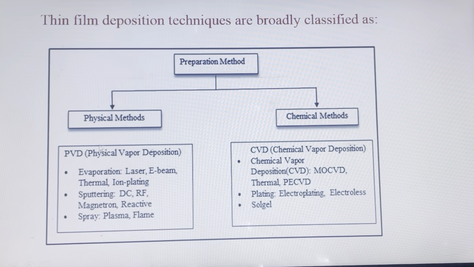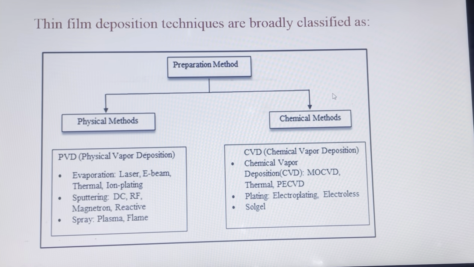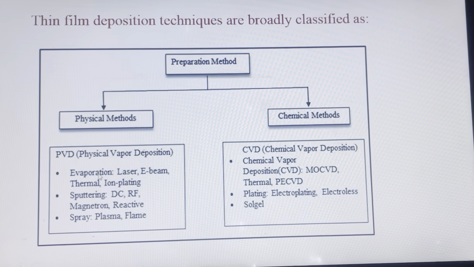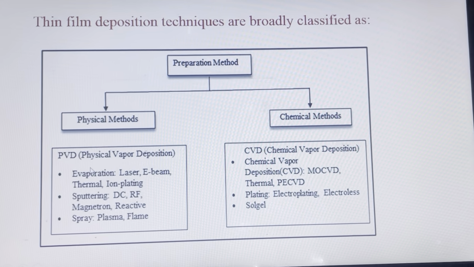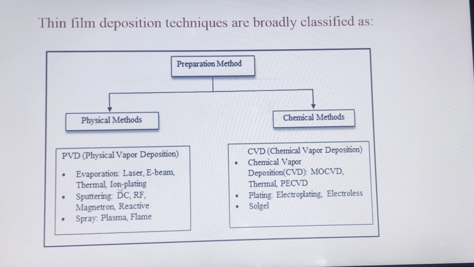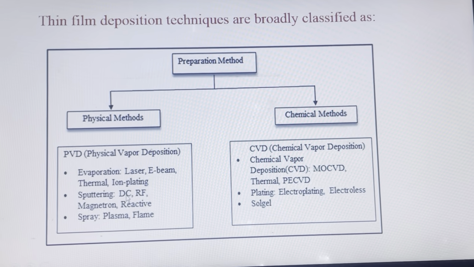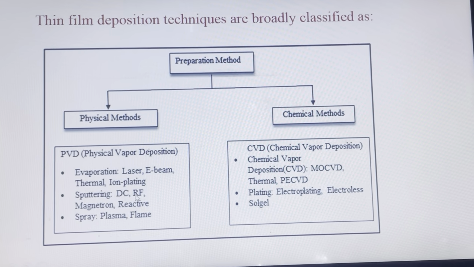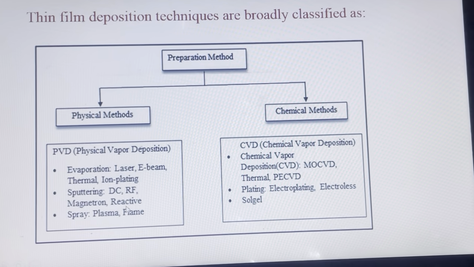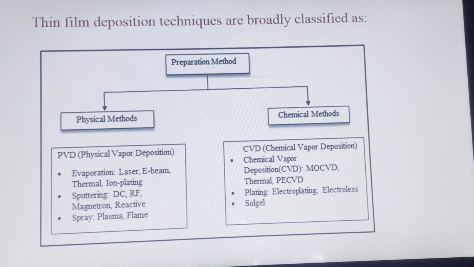In physical methods, this is the physical vapor deposition. In chemical methods, this is the chemical vapor deposition technique. In physical vapor deposition, evaporation includes laser, E-beam, thermal evaporation, and ion plating. Sputtering involves DC, that is direct current, RF, that is radio frequency sputtering, magnetron sputtering and reactive sputtering. Spray pyrolysis includes plasma and flame.